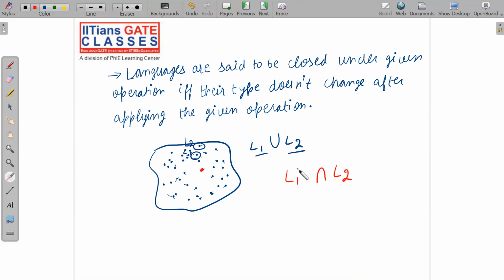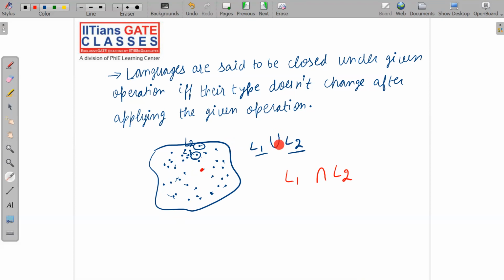Similarly, I can say if the operation is intersection and I say L1 intersection L2. Now, if I am able to guarantee that you can pick any two languages from this set, and whenever we perform the intersection operation between them, the new language which comes should be in this set only. That means this is a closed set. This is a closed set means what? We are not able to cross its boundaries.